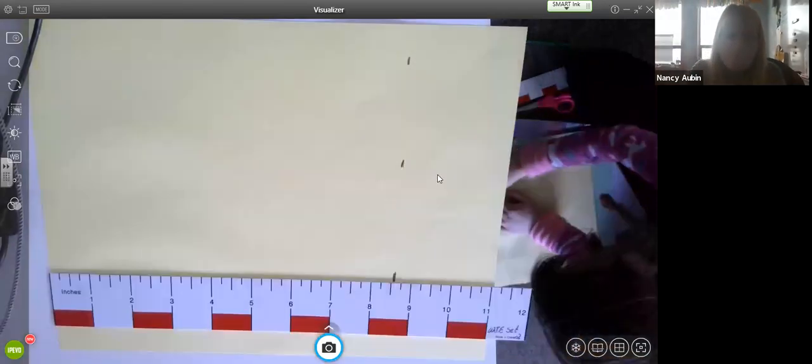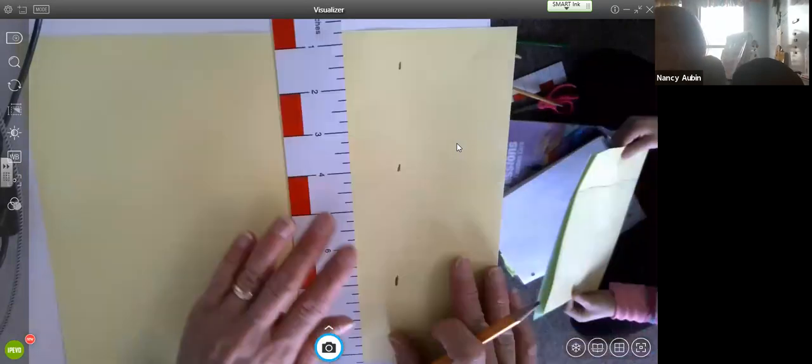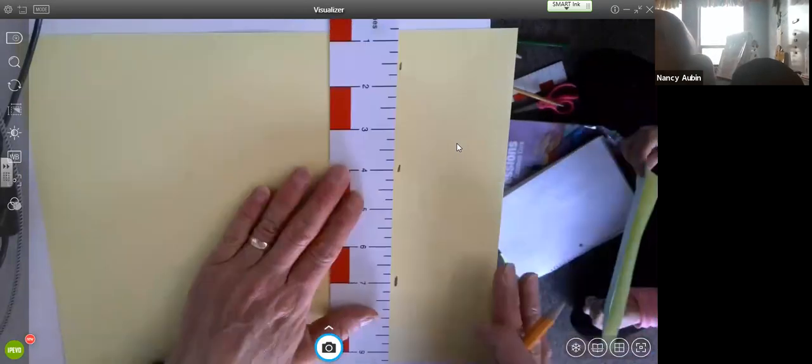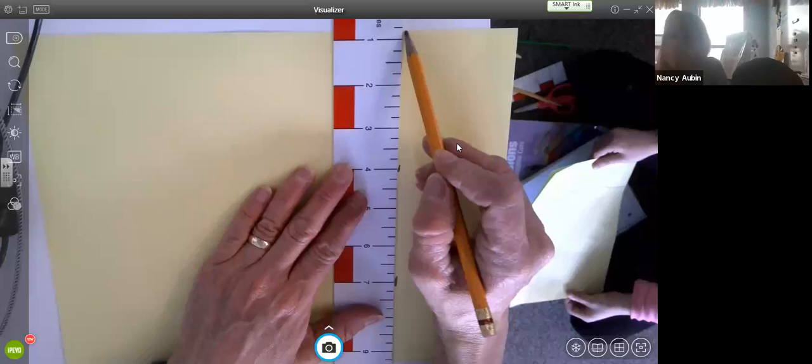Then what's nice about this is when you line it up, turn your ruler to make a straight line. You will draw like that and you will see you'll have a square. All four sides will be 8.5 inches. That's what we have to have. We have to have a square. If it's a rectangle, it's not gonna work to do our activities today.